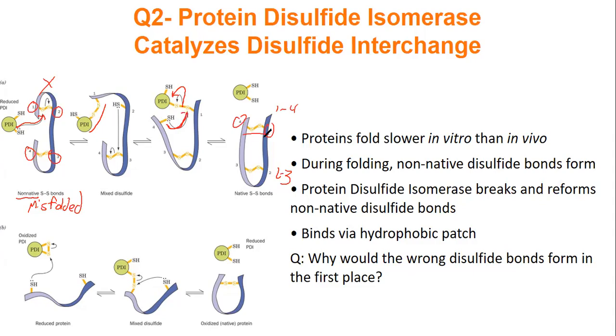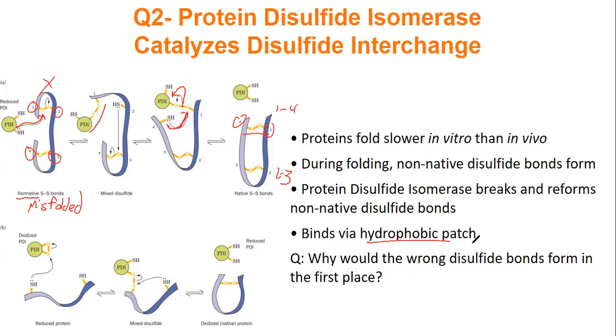The way that this protein knows if a disulfide bond is incorrect is that if a protein is not folded correctly, you will have hydrophobic residues showing in water, right? Because proteins want to hide their hydrophobic residues. But if you're not folded correctly, you can have these hydrophobic residues being shown in water.